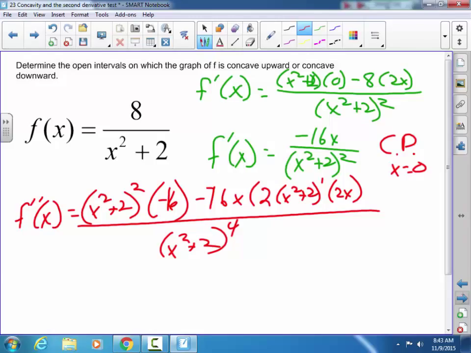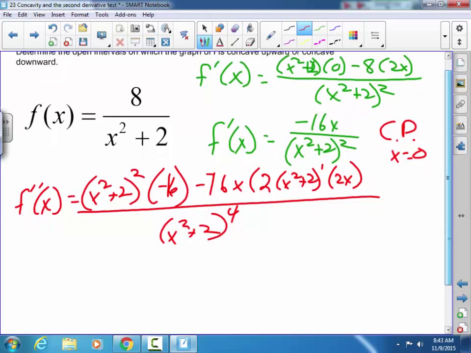Now, say that again. Could we have factored out x in the beginning on the 16x? Right here? No, because we don't have an x in the denominator. Since that's quantity squared, we've got to square it before we could do anything there.